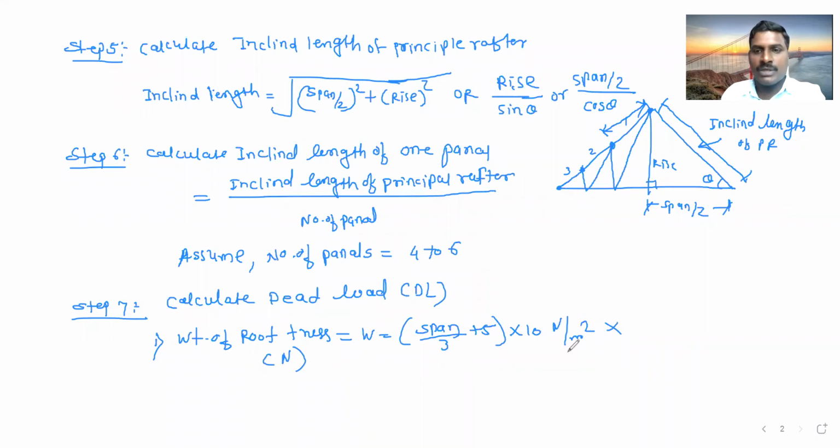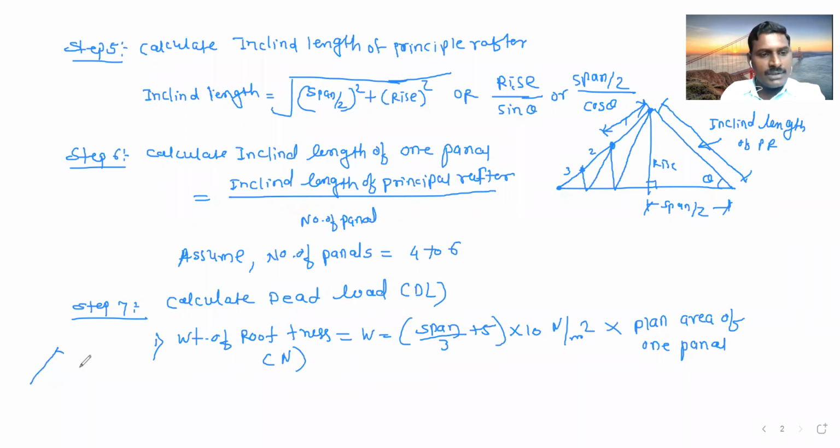So weight of truss in Newton, here I am writing in Newton, is span by 3 plus 5 into 10 Newton per meter square, into the plan area of one panel. So how to calculate the plan area of one panel, that we will see.